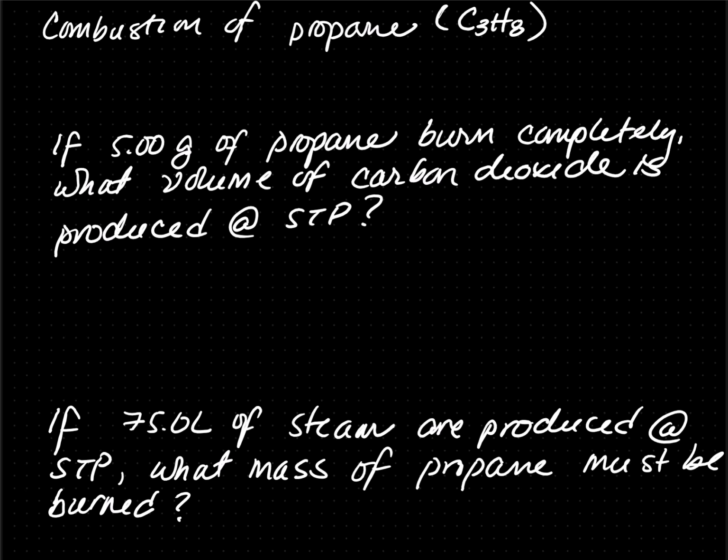So in this problem, we have the combustion of propane. So first thing we need to do is write a correct balanced equation. Since it's a combustion reaction, we know that C3H8, which is a hydrocarbon, reacts with oxygen gas O2 to produce CO2 plus H2O. Next, we need to balance.